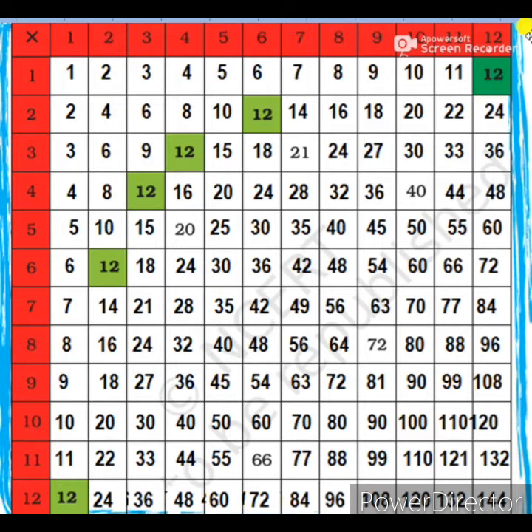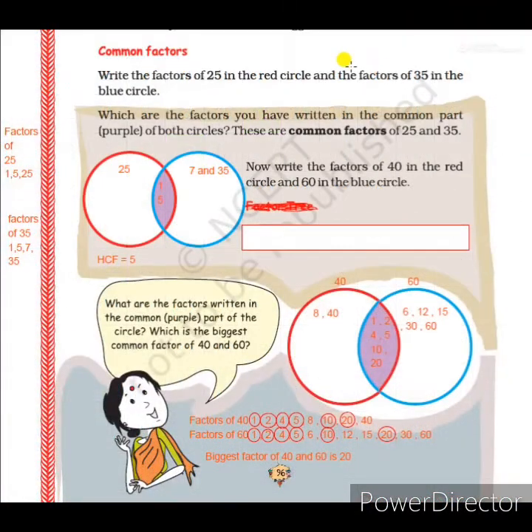Now we have to move to the next topic on this page, common factors. Now let's see what is given in this heading. Write the factors of 25 in the red circle and the factors of 35 in the blue circle. Here we have given two circles, one is red and the other one is blue. In the red circle, we have to write the factors of 25, and in the blue circle, the factors of 35.